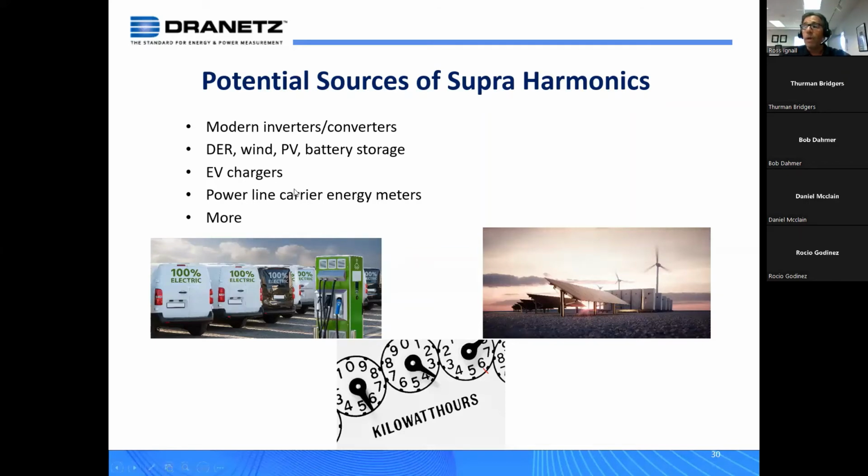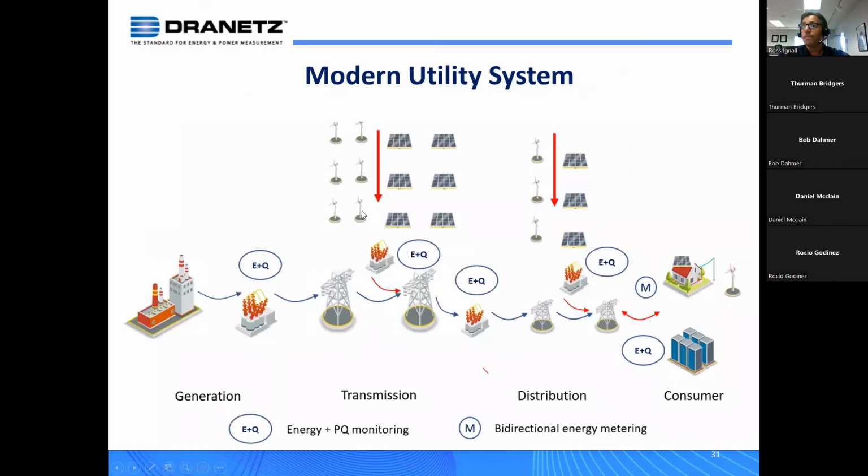Another concern is power line carriers and energy meters. This technology has been around for a while. Basically, what that means is they don't use an Ethernet or a serial connection. They use the power system and provide a carrier frequency on that to communicate their data to the head office. And there are other sources that are potentially out there.